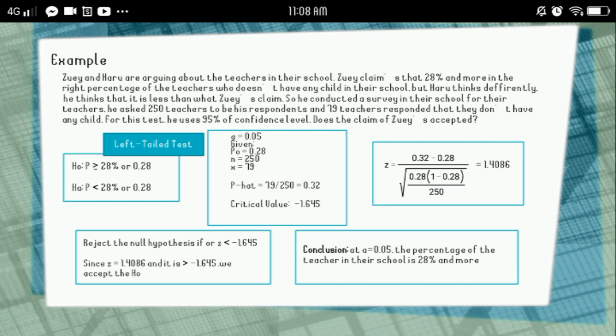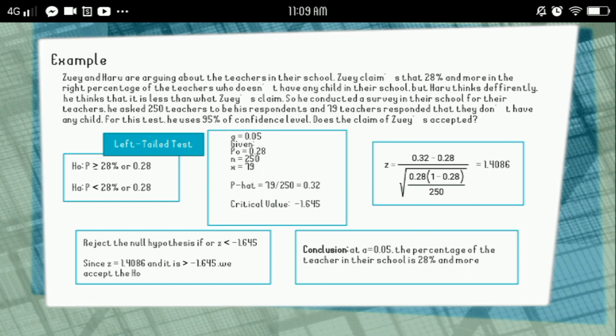And step 3: (0.32 minus 0.28) divided by the square root of 0.28 multiplied by the difference of 1 and 0.28, divided by 250. So, we have 1.4086. So, naka-round off na siya. So, reject the null hypothesis if Z is less than negative 1.645.